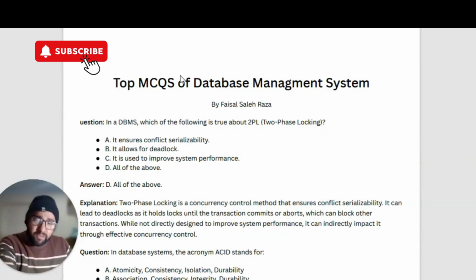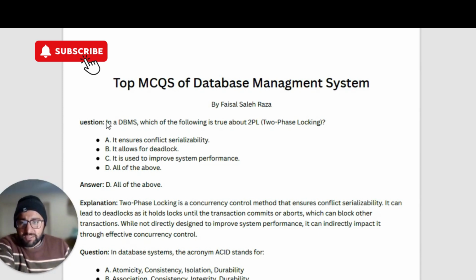Today we are talking about database management systems, and we will be discussing the most important MCQs, not just the MCQs, but the concepts that arise from these MCQs. And I will try to teach you all of these important concepts so that after watching this video, you will be able to solve these sorts of MCQs if encountered in competitive exams, or if you are appearing in any kind of interview and job related test.